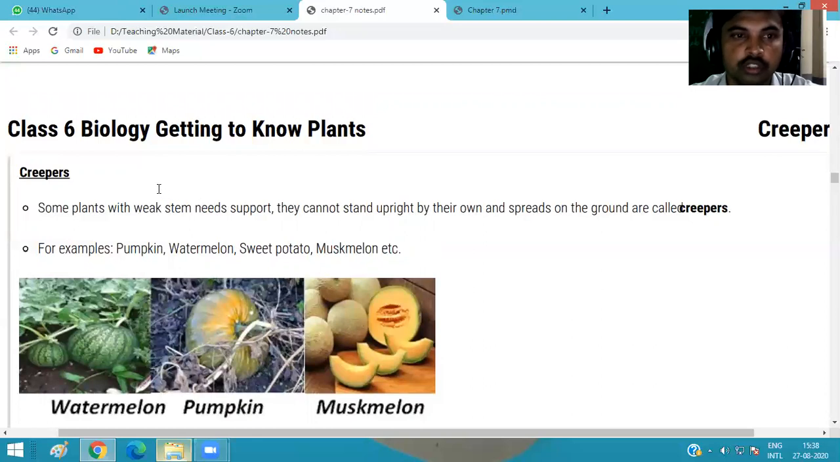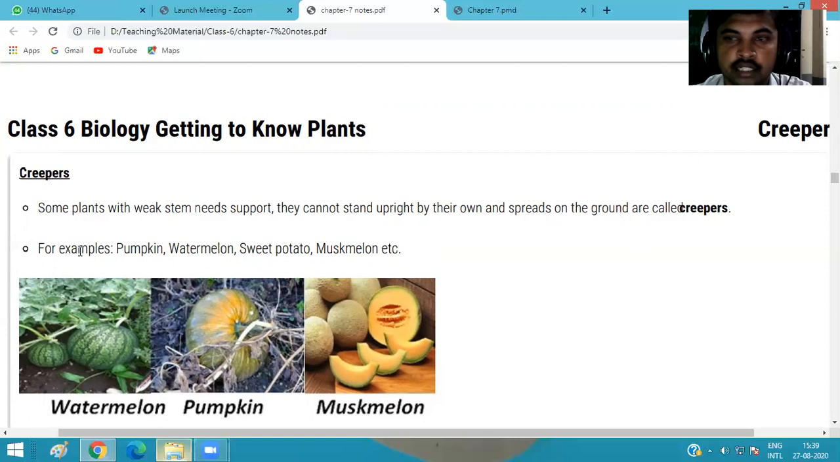Today there are two more categories of plants. The fourth category, after herbs, shrubs, and trees, is creepers. The plants which have a weak stem and need support, which cannot stand upright on their own and spread on the ground, are called creepers.